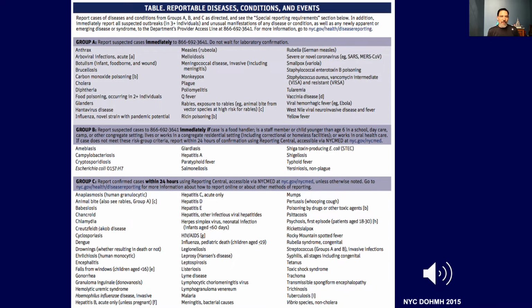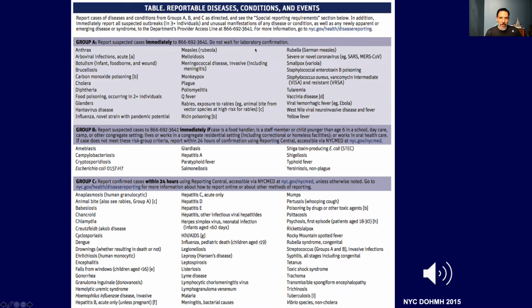So here's just a table of reportable conditions and events for New York City, just to give you a sense of how many things and what they actually are. We're going to go into this stuff in some more detail, but there's things that are in Group A, which are very time sensitive and things that the health department wants to hear about right away. And you can see that for these things, they're asking providers to report suspect cases immediately by calling. Do not wait for laboratory confirmation.